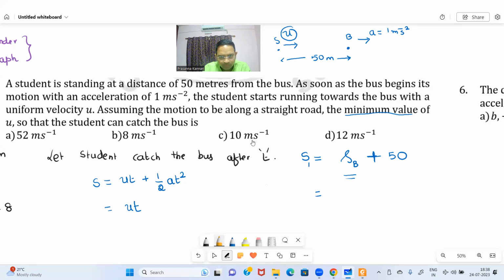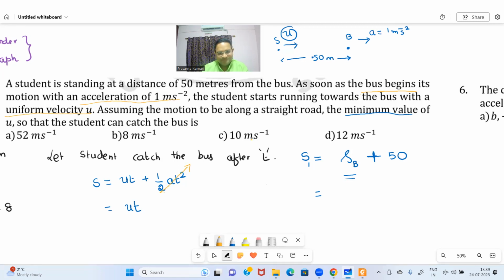Hello, look at this. The bus is traveling with what? Acceleration of 1 meter per second square. What about the boy? Uniform velocity. Uniform velocity means what is his acceleration? Zero. Constant velocity means no acceleration, so he is not accelerating at all.